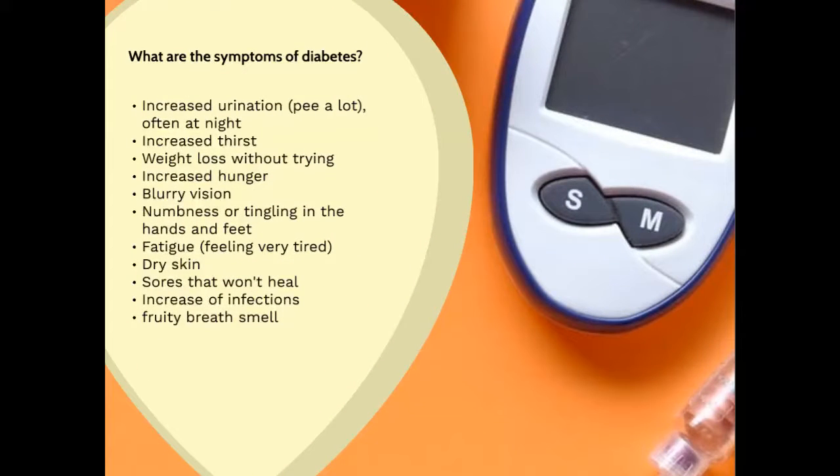to what are the symptoms of diabetes. There are several symptoms. The ones that we're going to go over are increased urination, so you'll pee a lot, often at night. You'll have an increased thirst, so you want to drink a lot of water. Weight loss without trying. Your vision can get blurry. You're extra hungry, so increased hunger.